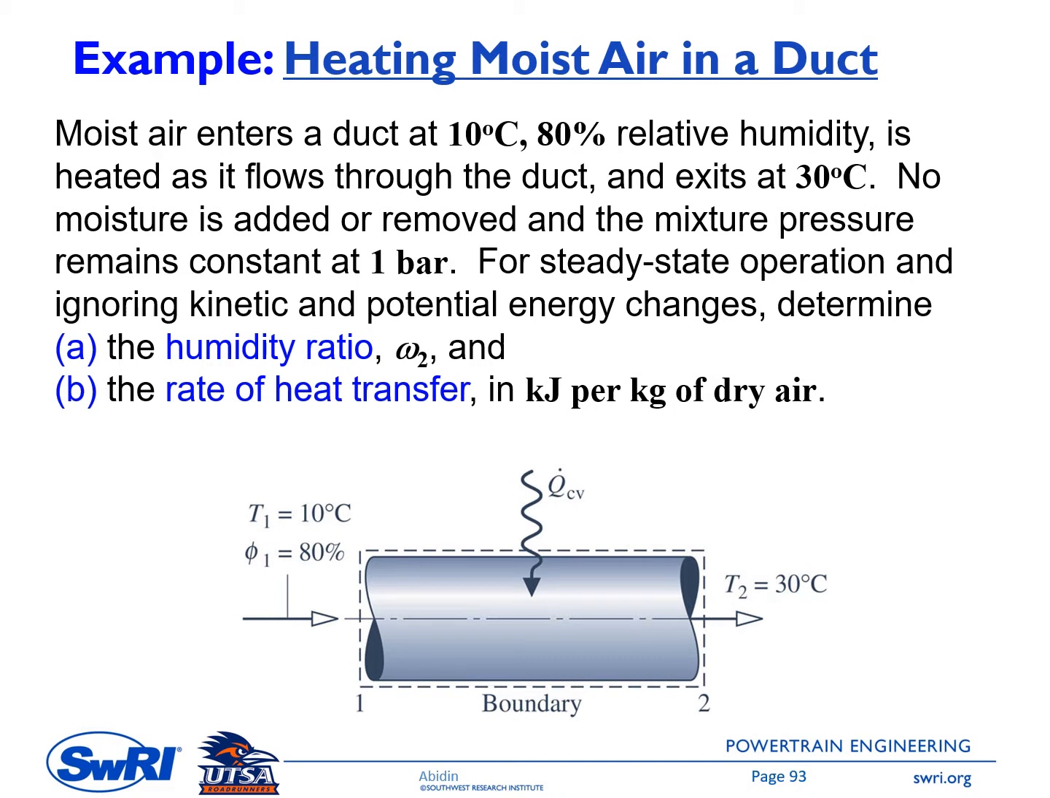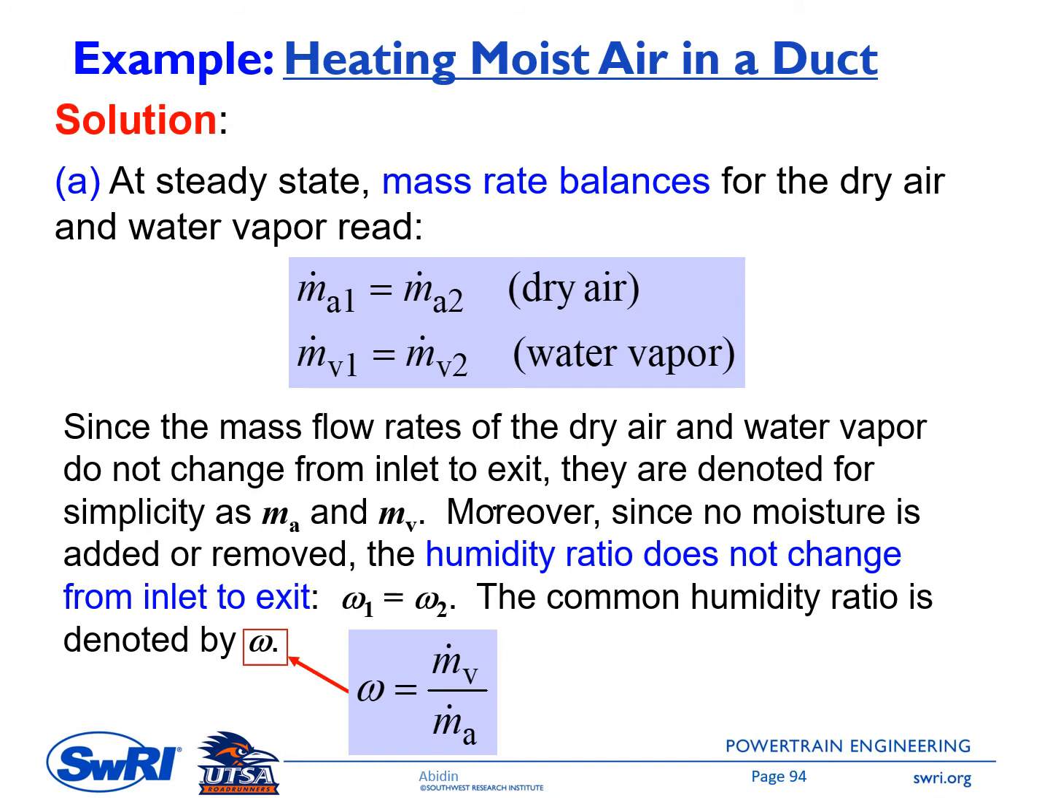For steady state operation and ignoring kinetic and potential energy changes, determine first the humidity ratio at the exit, omega 2, and then what is Q dot here in kilojoules per kilogram dry air. So at steady state, the mass rate balance, I just repeat from the previous slide. So m dot a1 equals m dot a2, so the dry air mass flow rate stays the same, and because there is no addition or removal of water vapor, m_v1 equals m_v2.